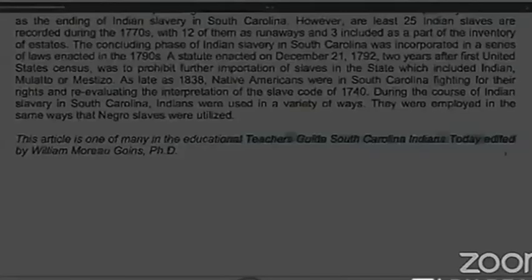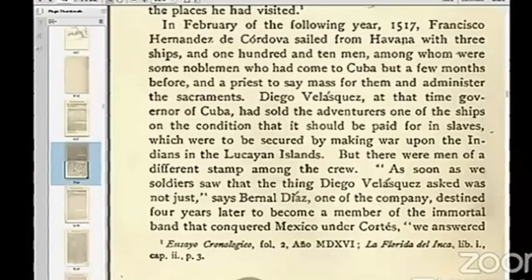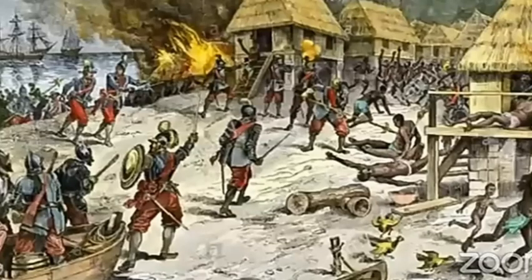It says here, in February of the following year, 1517, Francisco Hernandez de Cordova sailed from Havana with 3 ships and 110 men. Among them were some noblemen who had come to Cuba but a few months before, and a priest to say mass for them and administer the sacraments. Diego Velazquez, at that time governor of Cuba, had sold the adventurers one of the ships on the condition that it should be paid for in slaves, which were to be secured by making war upon the Indians in the Lucayan Islands, all right, not Africans. Once again, the Spaniards were enslaving or putting Indians into servitude, not Africans.